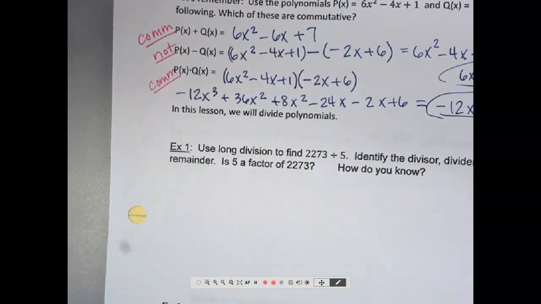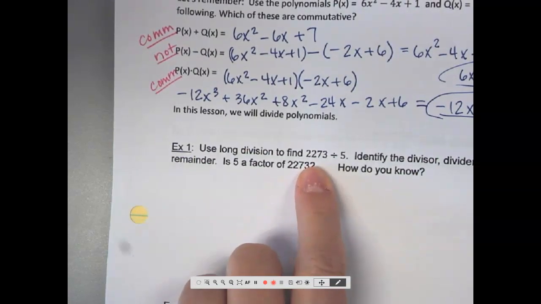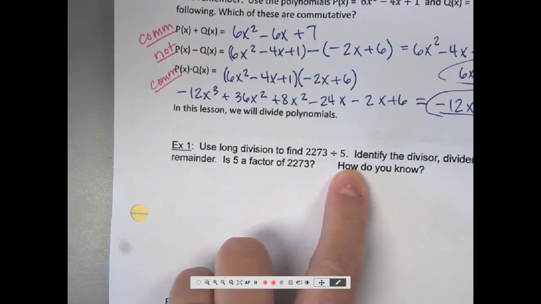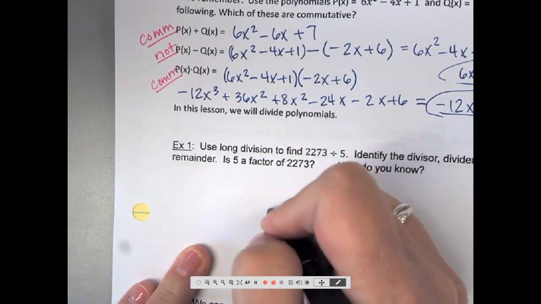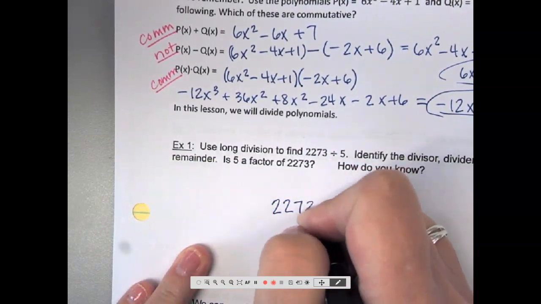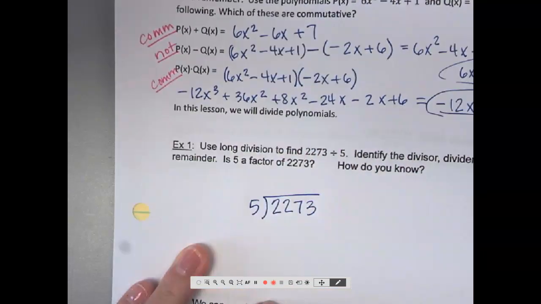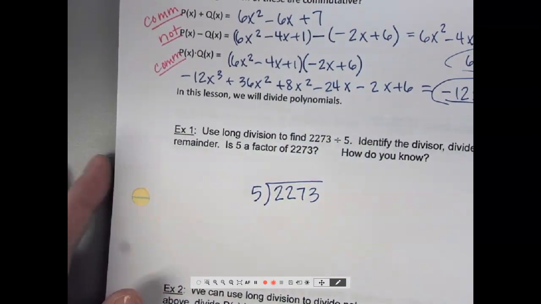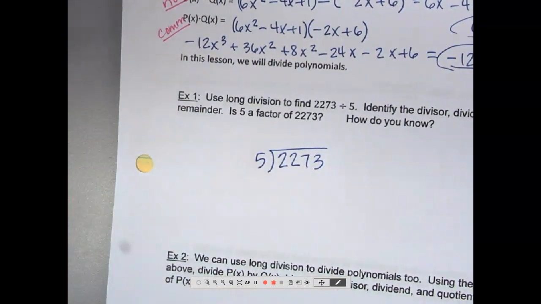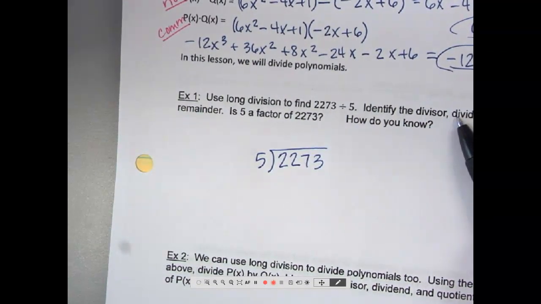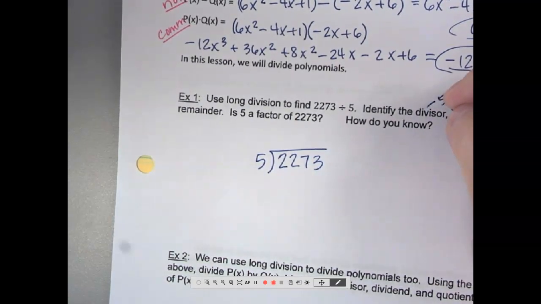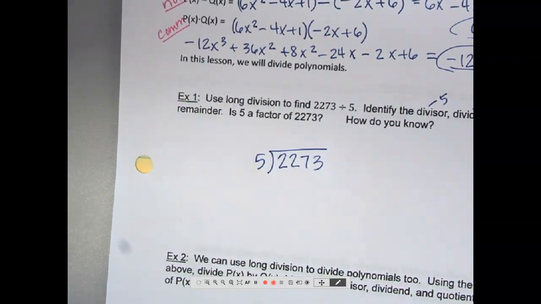Okay, so we're going to go back. Last block we decided that this was probably 4th grade math. And we're going to use long division to divide 2,273 by 5. It's probably been that long since you did it. All right. So, which one is the divisor and which is the dividend? The divisor is 5. And then the dividend is 2273, and I can't answer the rest yet until I do some division.